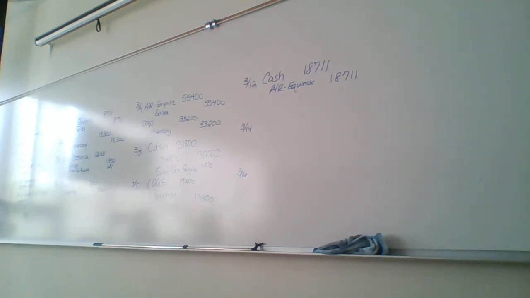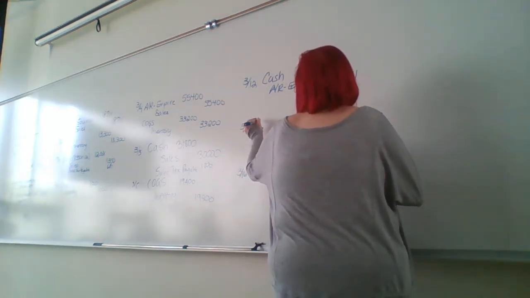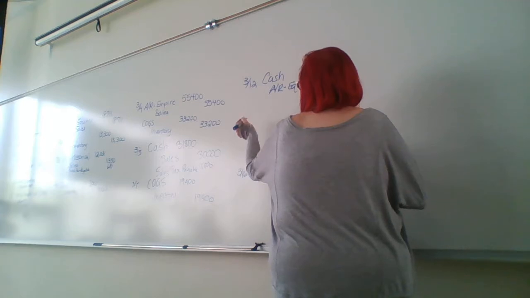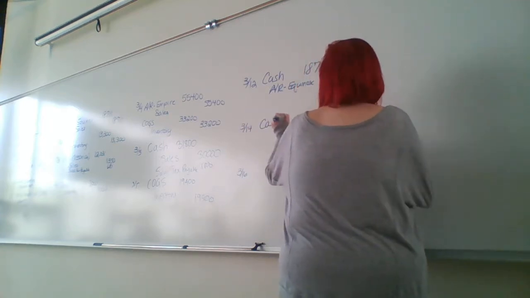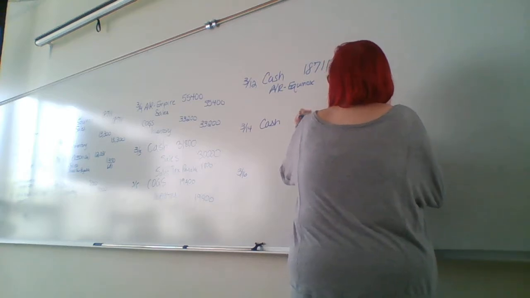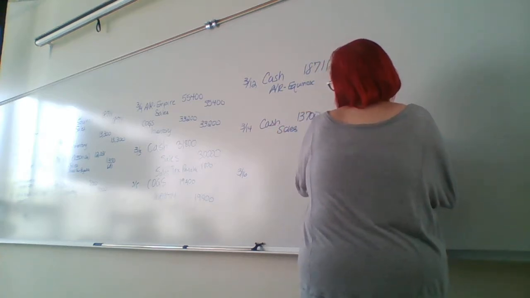So on the 14th, we sold merchandise to customers who used American Express cards for $13,700. The cost of goods sold was $8,350. So I'm going to debit what? I have 2 journal entries. What's my first one? Debit cash for how much? $13,700. And credit sales for $13,700.